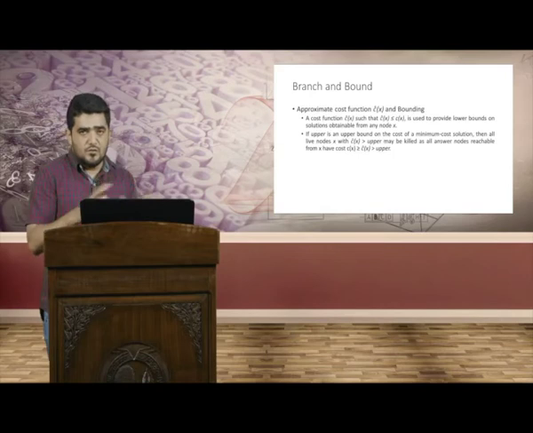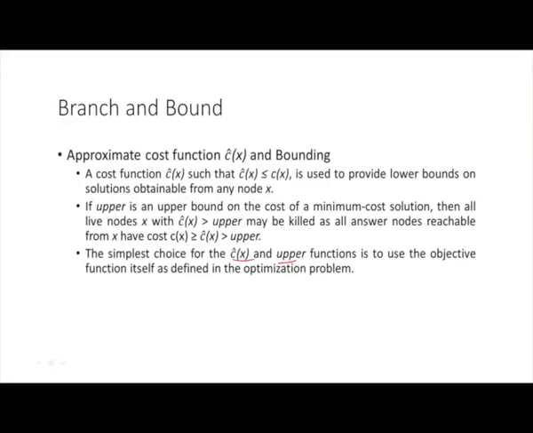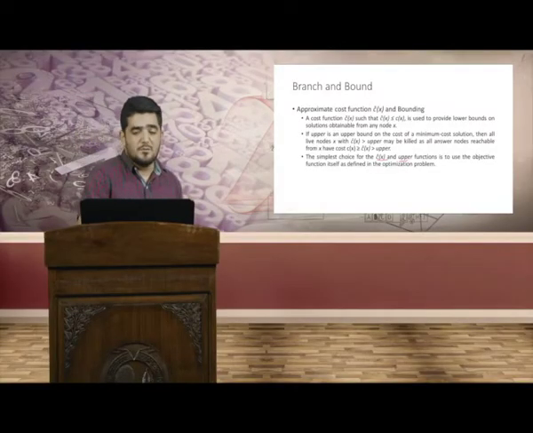So how do we choose this lower bound and the upper bound? How do we compute them for a given particular problem? The simplest choice for this approximate cost function and the upper bound function are the objective functions of the problem itself. So we can modify the optimization problem that is given, and we can use it to build our upper bound and lower bound functions. This will be more clear when we discuss a specific example.